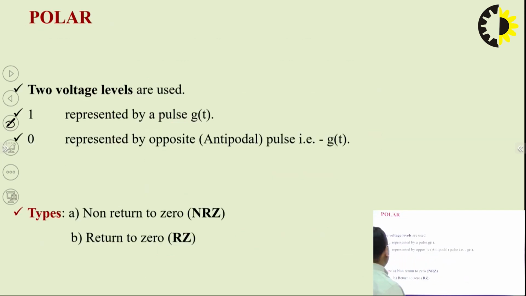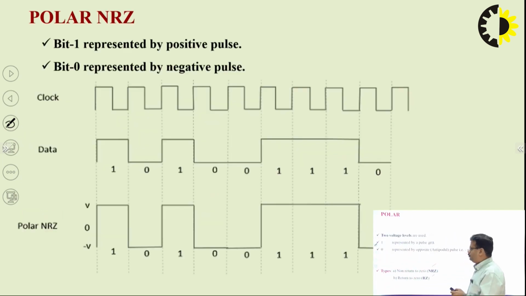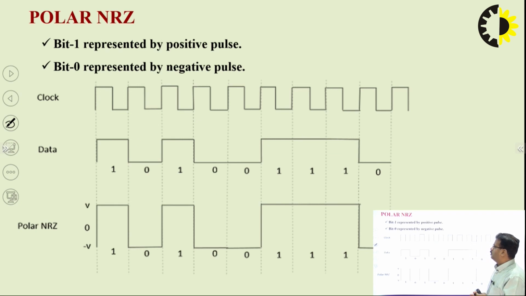Now polar. In this, polar means what? Polar means polarity. Polarity means 2 voltage levels. One is represented by a positive pulse g(t), and 0 is represented by a negative pulse minus g(t), antipolar. Again these are of two types, non-return to 0 and return to 0, NRZ and RZ. So polar NRZ: bit 1 means positive pulse, bit 0 means negative pulse.